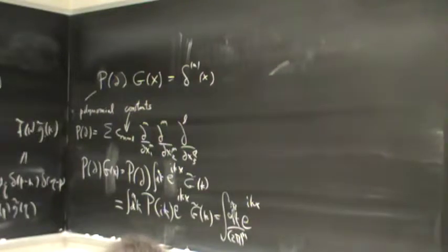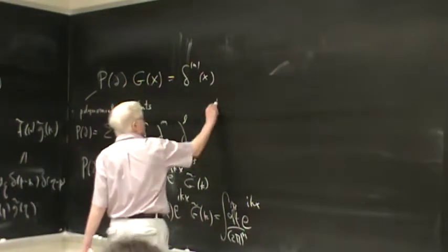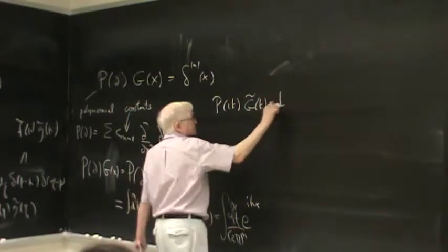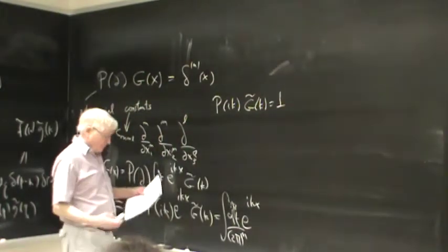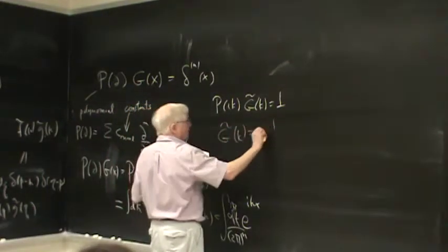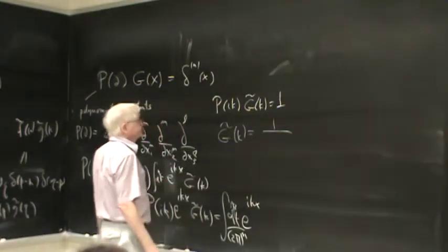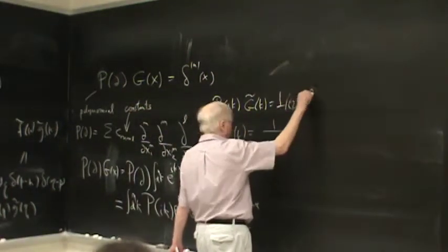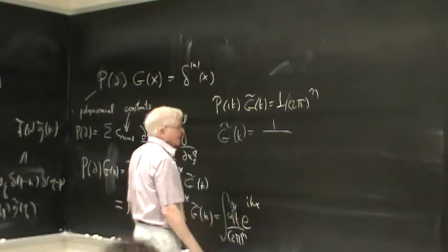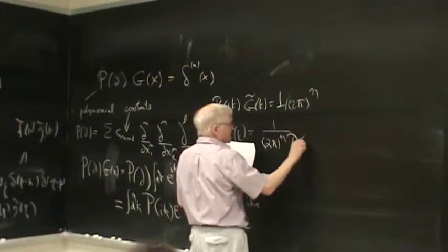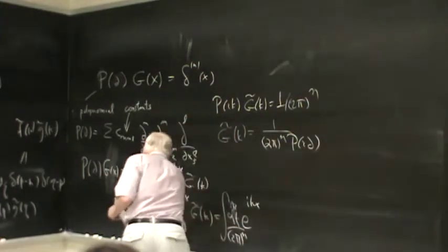That's it. And so we have a very simple algebraic equation. The algebraic equation is P of ik, g tilde of k is just equal to 1. And so our solution for the Green's function is g tilde of k is, of course, 1 over, I've left out that it's not 1, it's 1 over 2 pi to the n. So this is 1 over 2 pi to the n, P of ik.